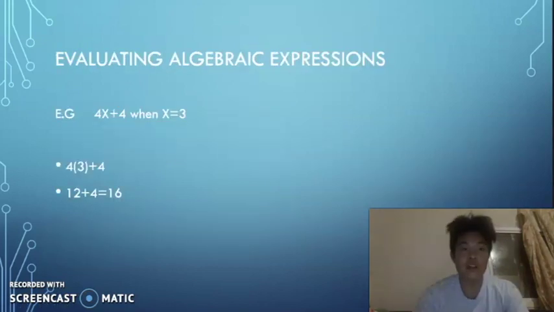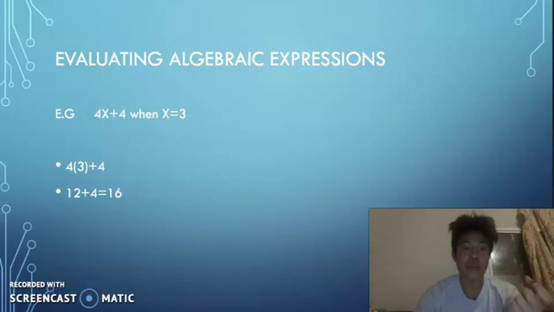Okay, so let's go over evaluating algebraic expressions. So we talked about how all algebraic expressions must include a variable. And we said that it is called a variable because it is a symbol that represents a number. And the number that it represents can vary, which means it can change.